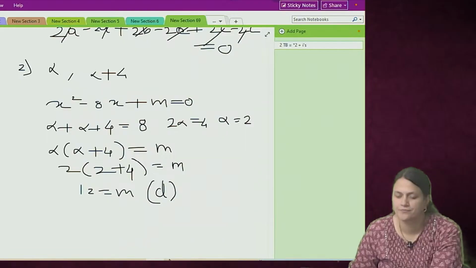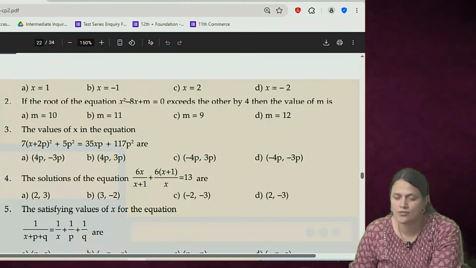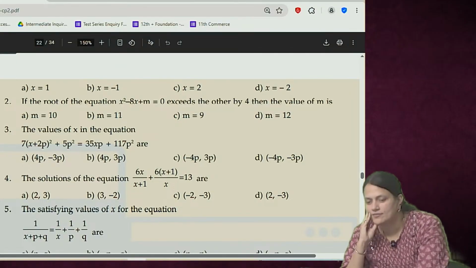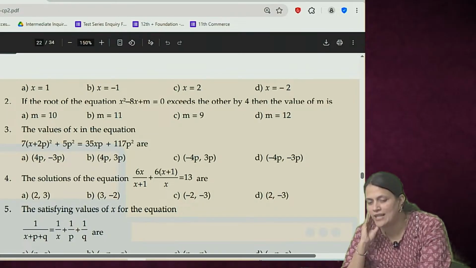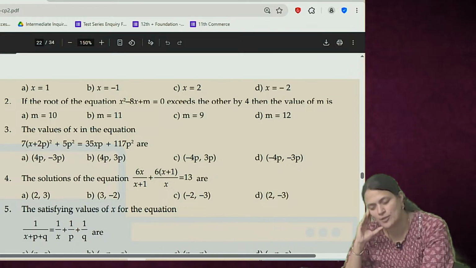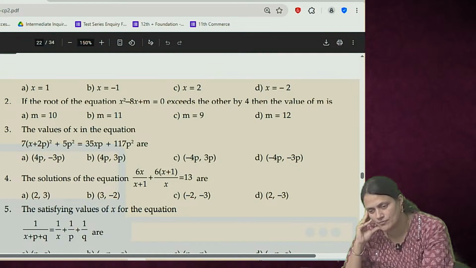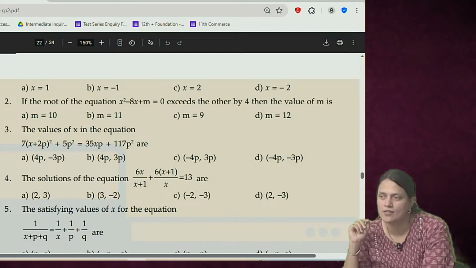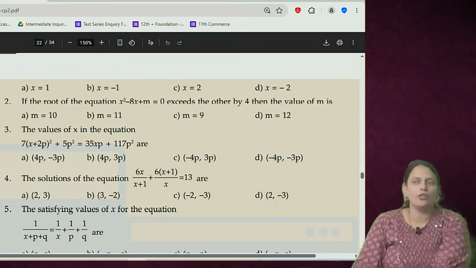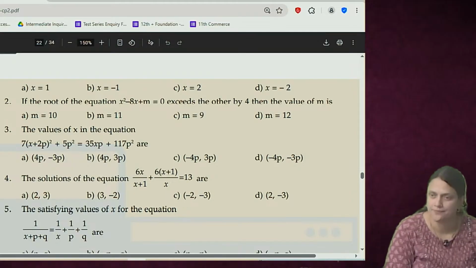Okay. Now let us go to the next question. The values of x in the equation are. Substitute the options and tell me which is the correct option in question number 3. Do it by the method of substitution. Check at what step LHS is equal to RHS by substituting which option. Substitute. I'm not going to solve this. You are going to tell me the answer.